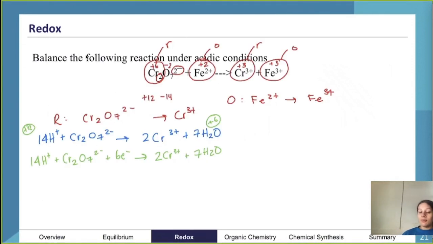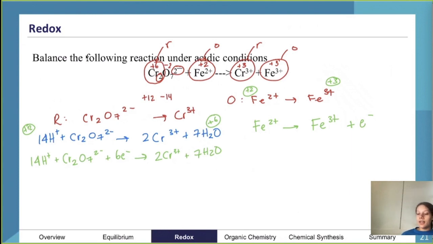Then for the oxidizing side, we have Fe2 plus and Fe3 plus. So let's go through the list. The non-oxygen, non-hydrogen elements are all balanced. Oxygen is not on either side, so it doesn't need balancing. Hydrogen isn't either. So all we have to do is the charges. The charges are +2 and +3, so we're going to add 1 electron to the right-hand side to make them both +2. So we have Fe2 plus giving you Fe3 plus and 1 electron.